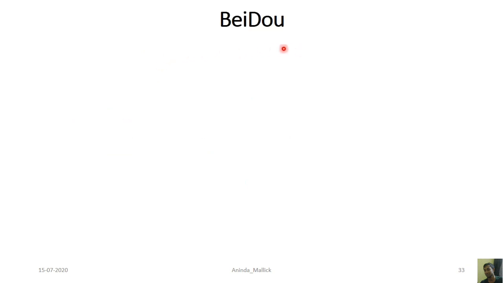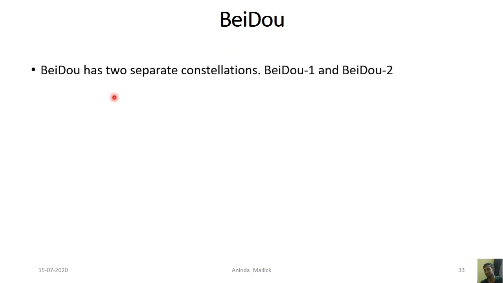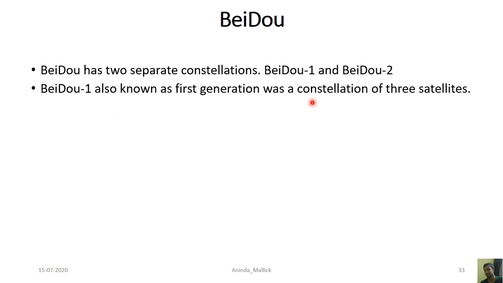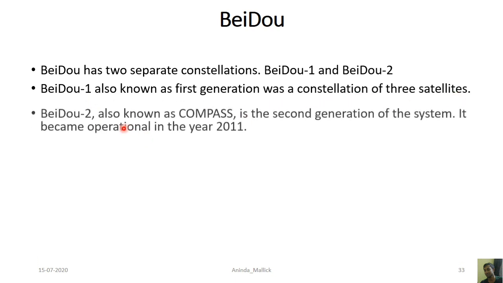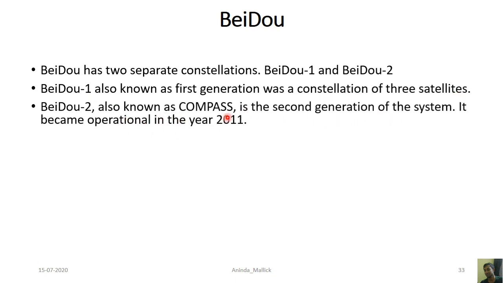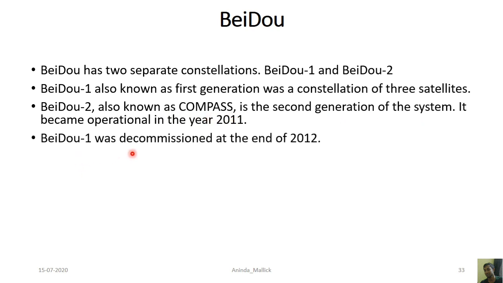So next one is Beidou, operated by China. Beidou has two separate constellations, Beidou 1 and Beidou 2. Beidou 1 is the first generation constellation, has 3 satellites, and Beidou 2, the second generation constellation, is also known as Compass. Beidou 1 was decommissioned at the end of 2012.